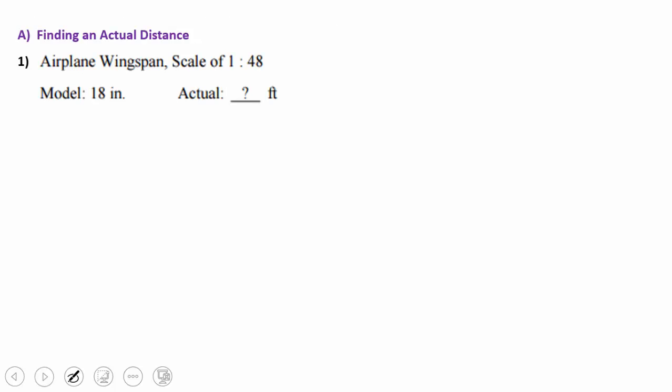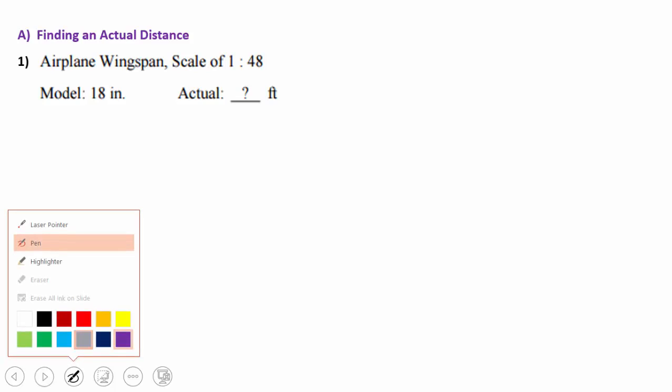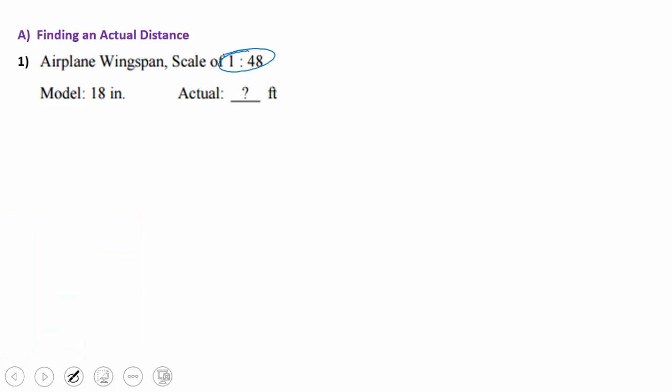So moving right along, let's find some of the actual distance. Airplane wingspan, a scale of 1 to 48. There's a little bit of an error here. They're calling this scale, but scale must have units on it. 1 inch to 48 feet is what it really needs to be. Sometimes they misuse that. We're going to learn what it is when there are no units on it, but right now, scale should have units. A different vocabulary word is a scale with no units.